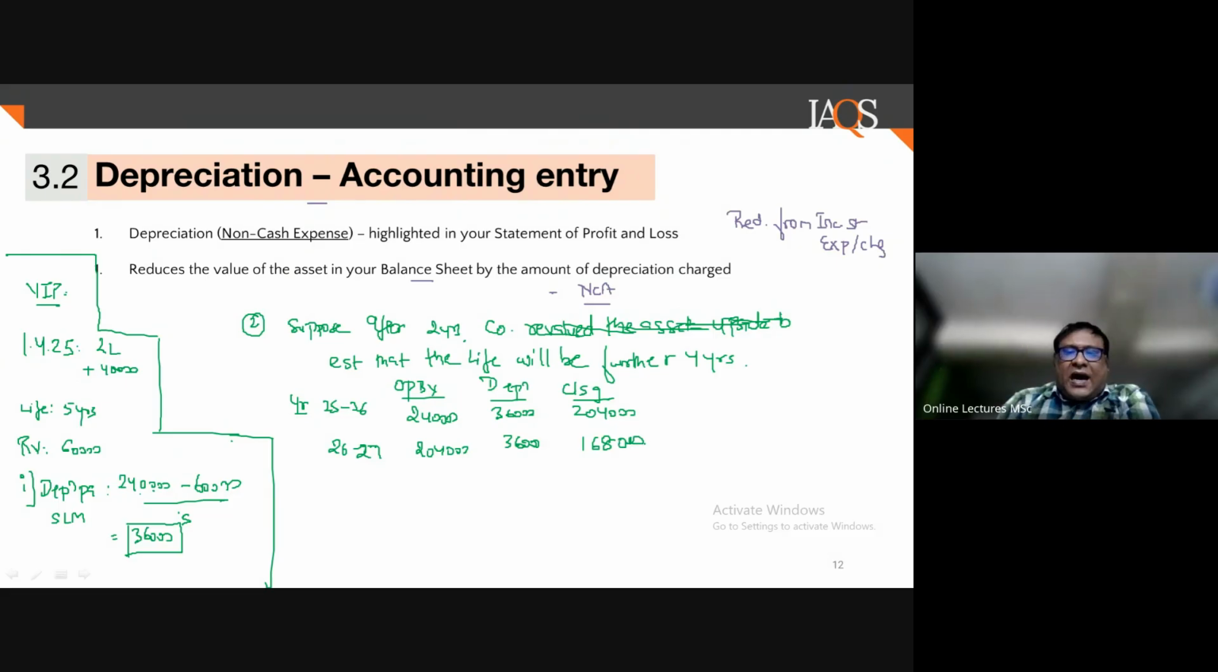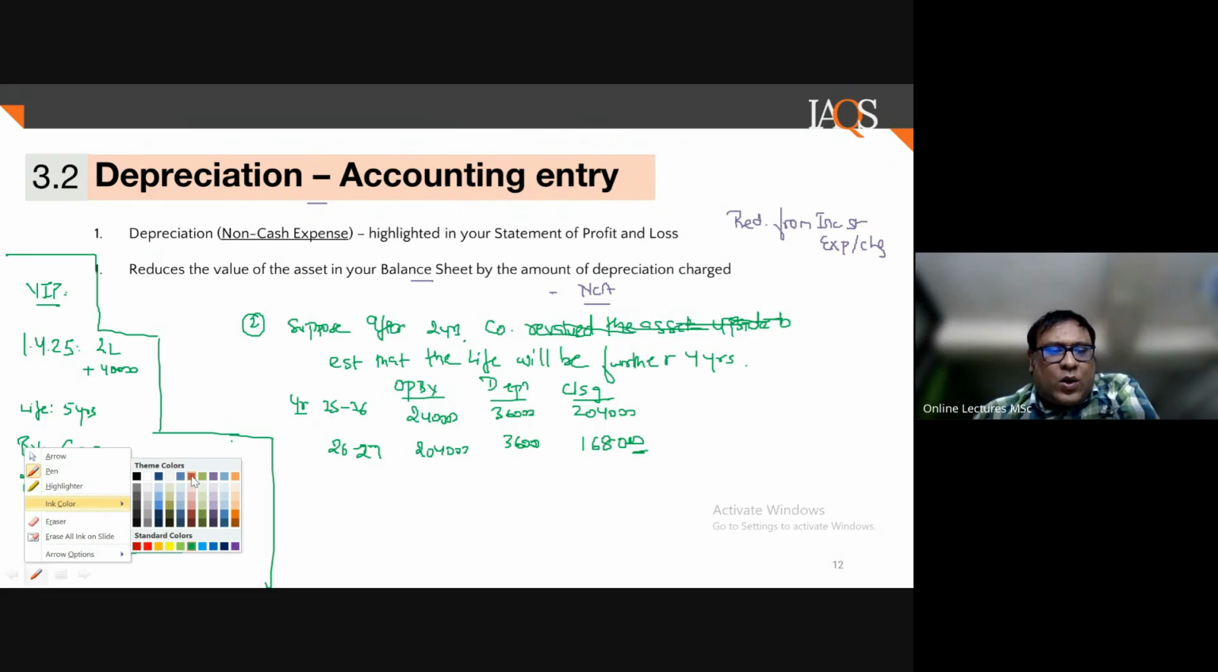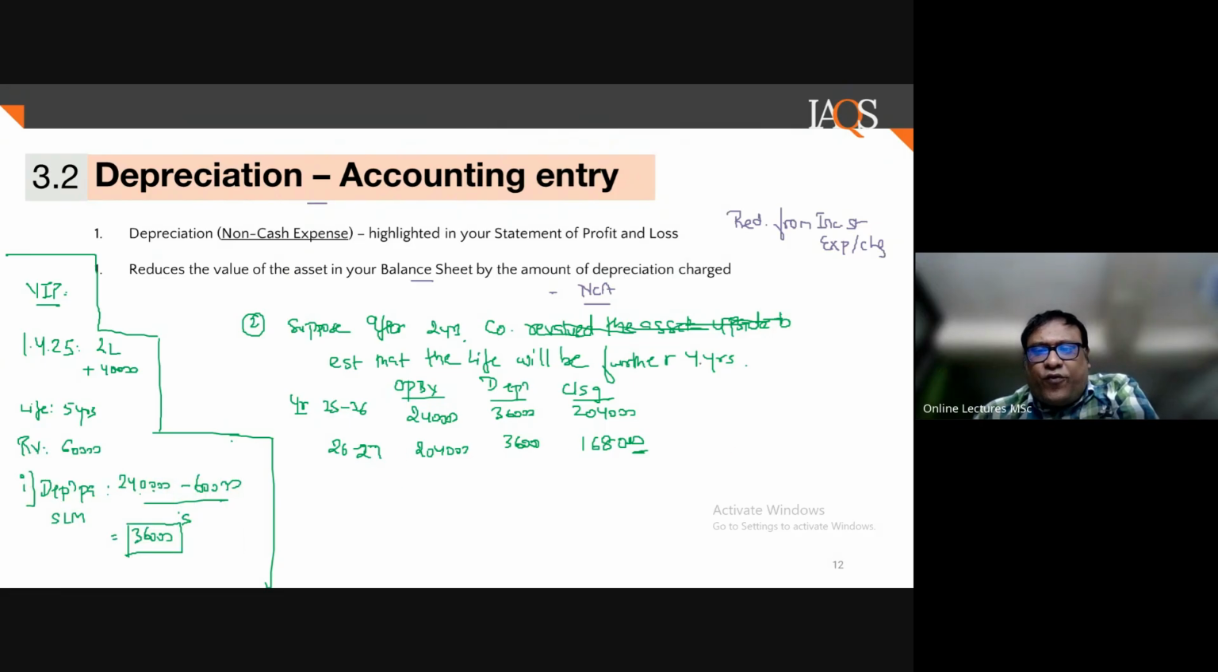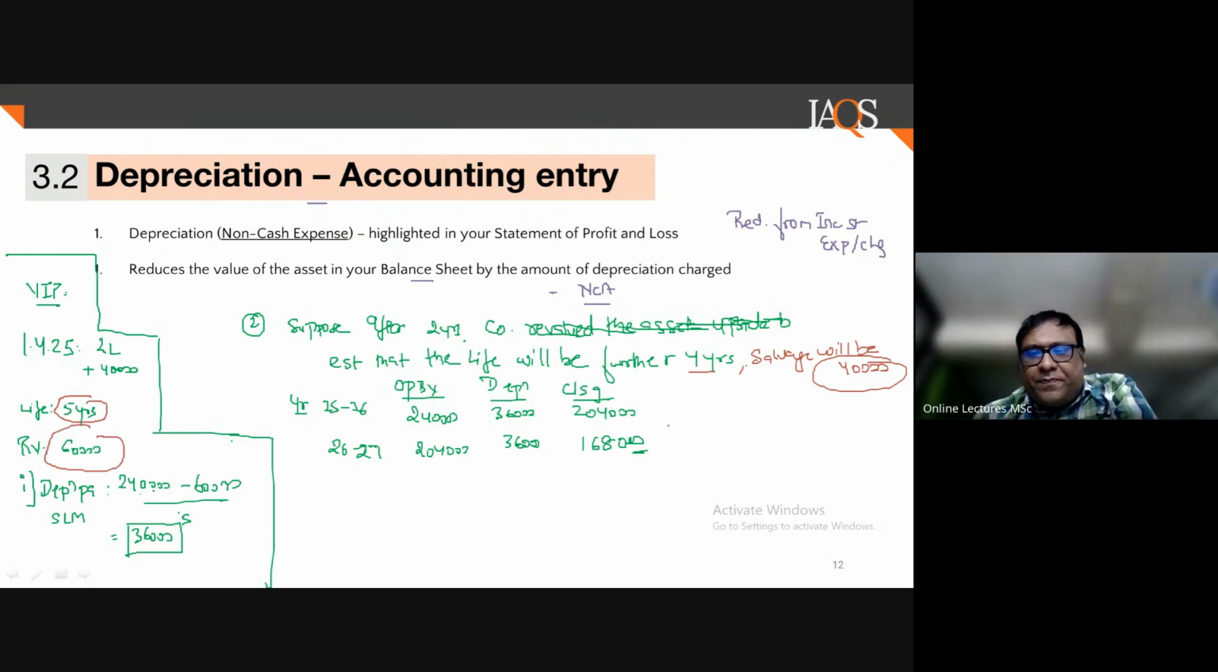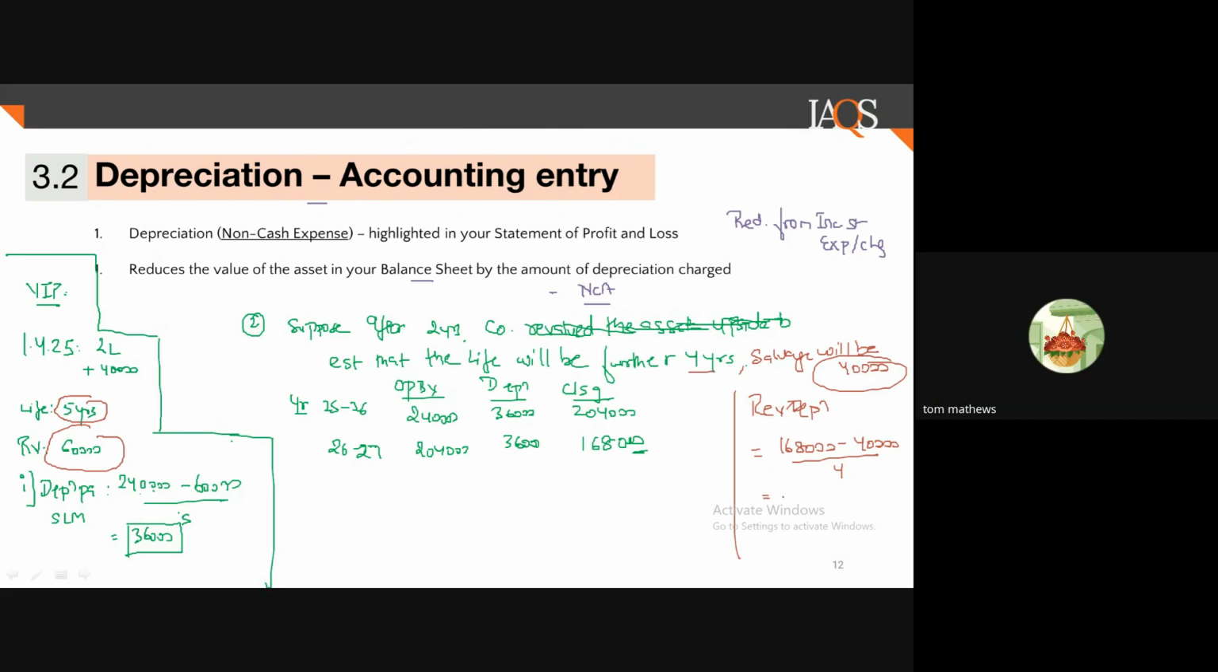Correct, 168. After depreciating this much, the company believes the life won't be the next 3 years, rather it will be 4 years. Also, let's change the salvage value. Salvage will be 40. Both the variables have changed, the life and the salvage. So the revised depreciation will be 168 minus 40, divided by 4 years, which is 32,000.